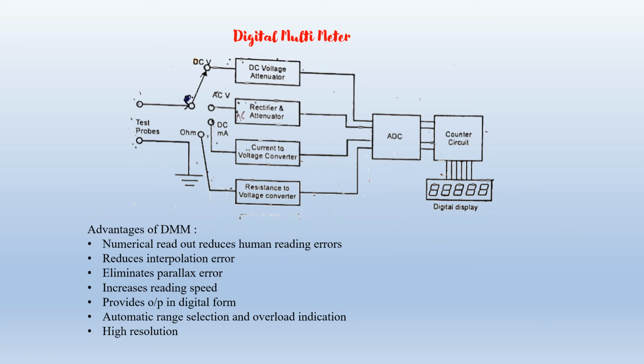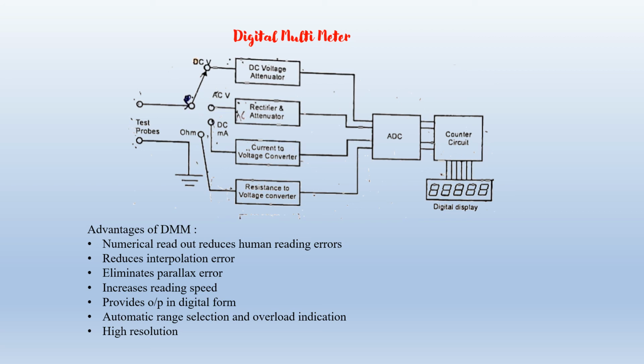Third instrument is digital multimeter, DMM and AMM. We know the advantages of DMM. It is really very user friendly. So let us begin with the block diagram of digital multimeter. As shown in this, it consists of DC voltage attenuator, rectifier and attenuator, current to voltage converter, resistance to voltage converter, ADC, that is analog to digital converter, counter circuit and digital display.